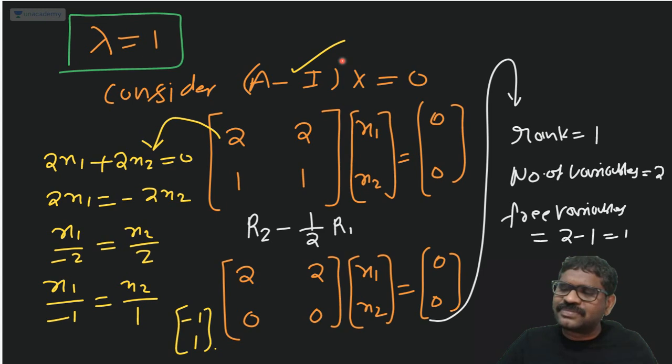What question are you asking? Where is the eigenvector 0? How will the eigenvector be 0? Yesterday I have explained clearly, the 0 vector cannot be an eigenvector. The eigenvalue can be 0, no problem, what is wrong in that?